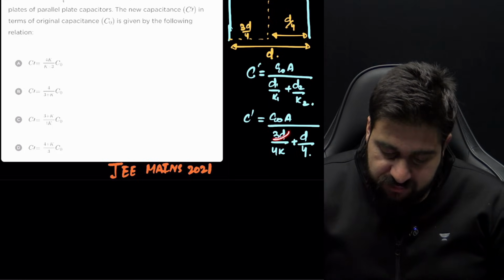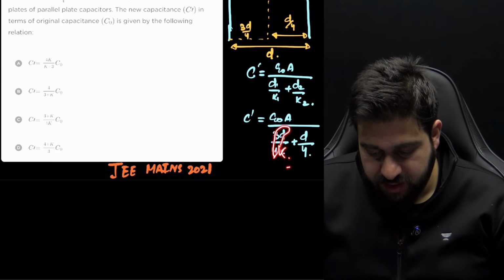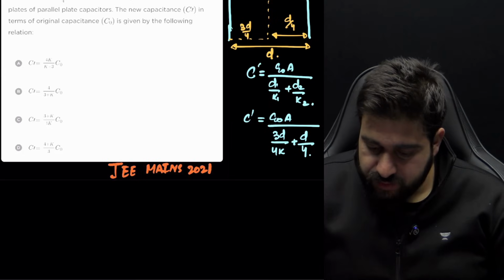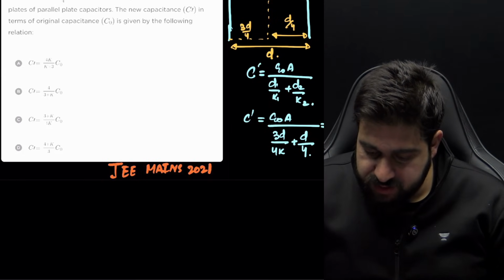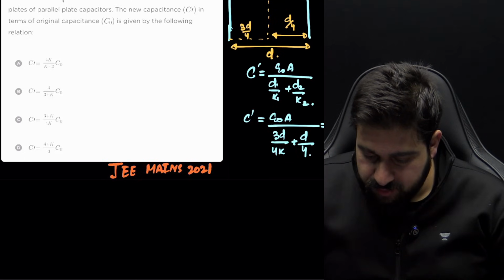Because it says D1 by K1. So 3D by 4 is divided by K, where K is for this. Then D by 4. So what will you do in this particular case? Epsilon naught A upon, take this D divided by 4 common. So what remains? 3 by K plus 1.